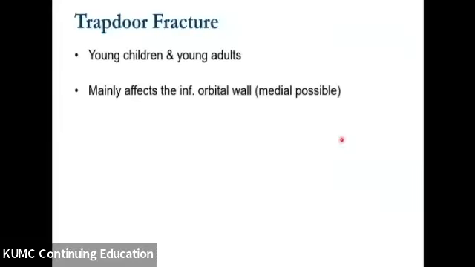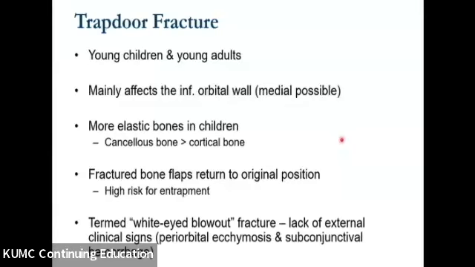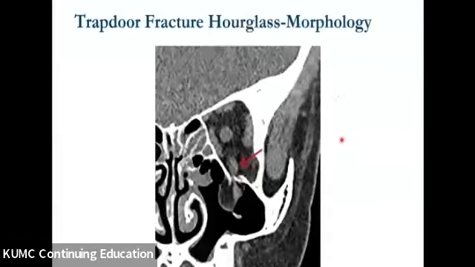A really important variant that occurs with the orbital blowout fracture is the trapdoor fracture. It typically occurs in young children and adults, mainly affects the inferior orbital wall, but it can happen in the medial wall as well. The physiology here is that children's bones are more elastic than adult bone. They have more cancellous bone relative to cortical bone. What happens is that you have a fractured bone flap, it returns to its original position, and when it does that, it's at high risk for entrapment. A lot of times these are termed white-eyed blowout fractures because they can be really challenging to diagnose clinically, as they can have a lack of external clinical signs. These patients sometimes do not have a lot of periorbital bruising or subconjunctival hemorrhage.